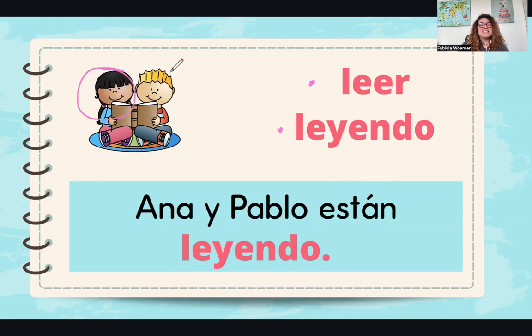Ana y Pablo. So we have 2 people over there. If we had to switch out the nombres, the names, we would say the pronoun they, ellos. And it's ellos because there's a boy and a girl over there. So that's why we're using ellos. Ana y Pablo están leyendo.